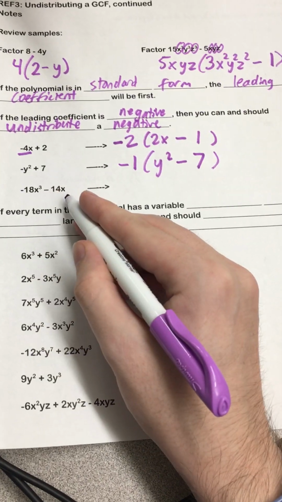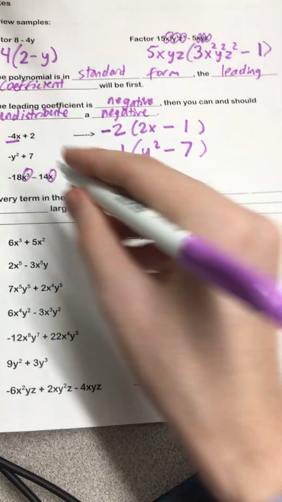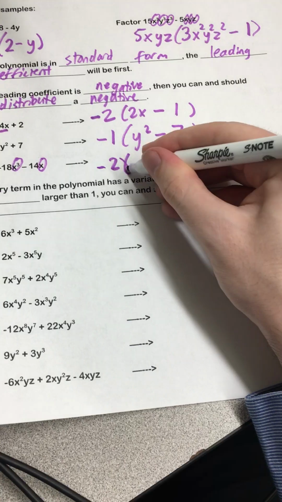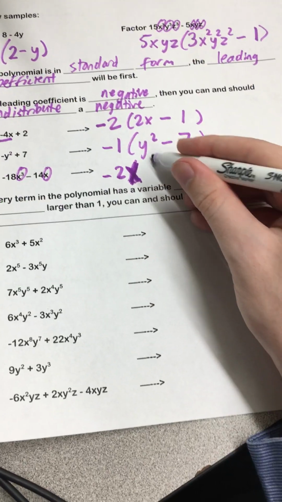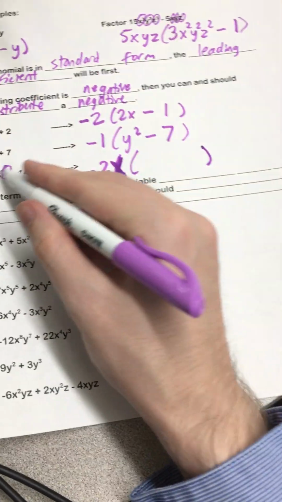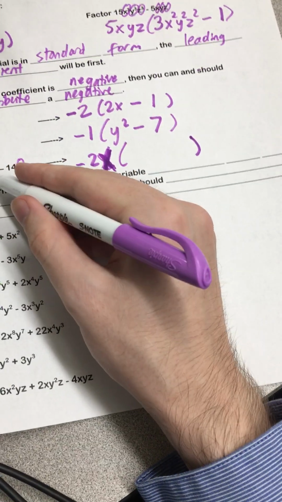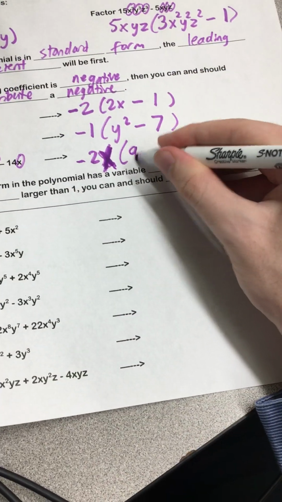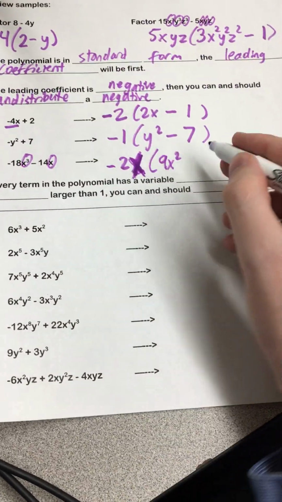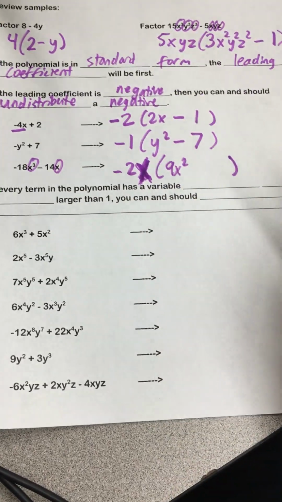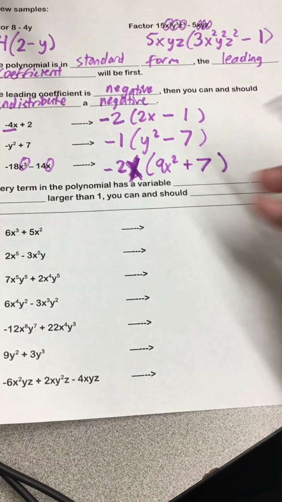All right, negative 18x cubed minus 14x. This time we have a common variable, so our GCF is going to be negative 2. But the common variable means that we have to also pull out an x. I almost forgot to do that for a second. So that's negative 2x. Then negative 18x cubed divided by negative 2x is going to be 9x squared, because one of the x's is going to cancel out from that x cubed. So we get 9x squared, and then negative 14x divided by negative 2x is going to be positive 7.